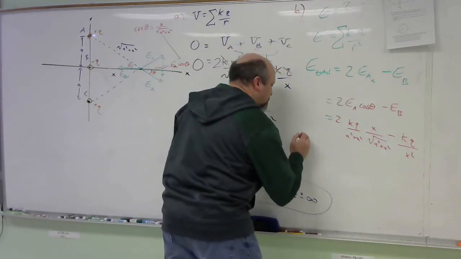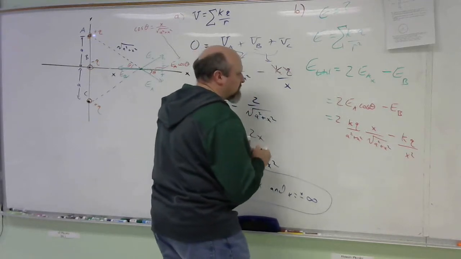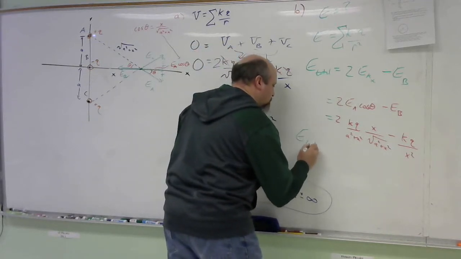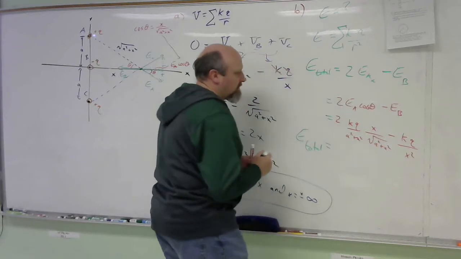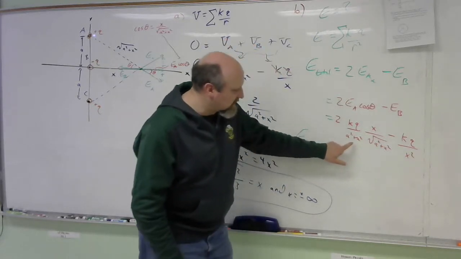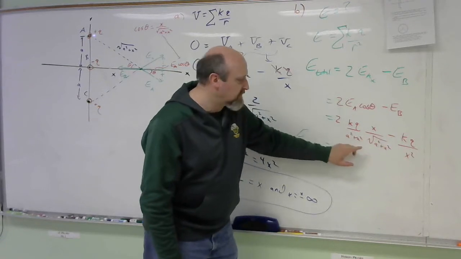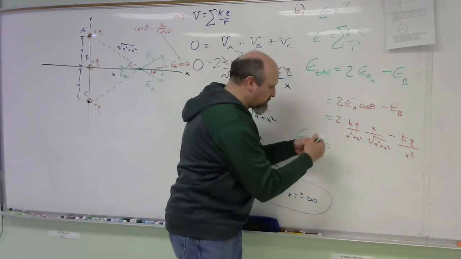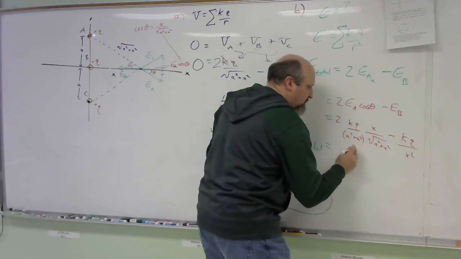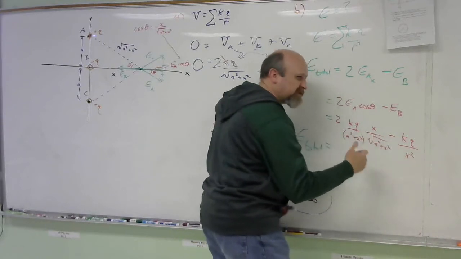Let's say that total E field, right? See, this is like an a squared plus x squared at the bottom, and that's an a squared plus x squared to the half power. So to the first, a squared plus x squared, to the first power times to the half power, that means to the 3 halves power.